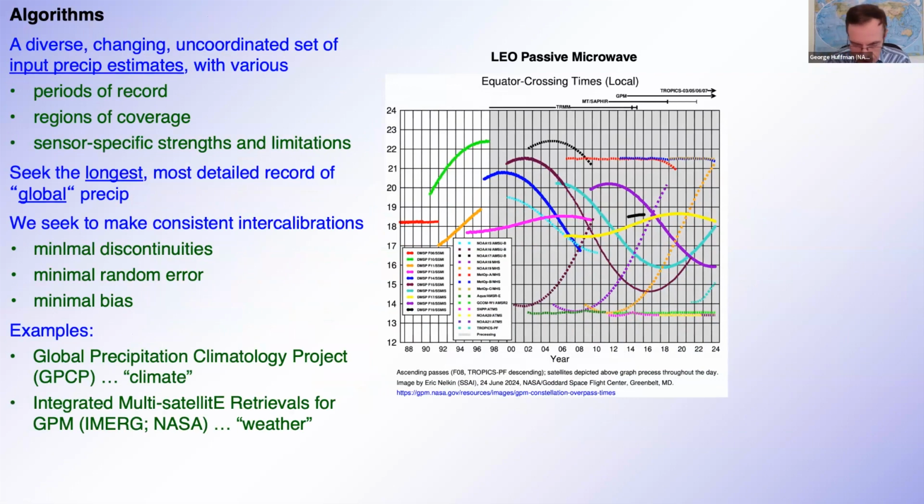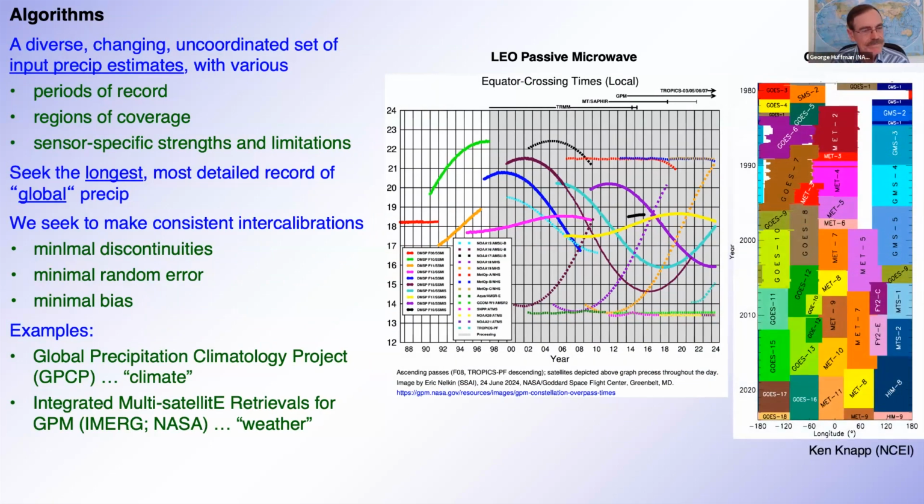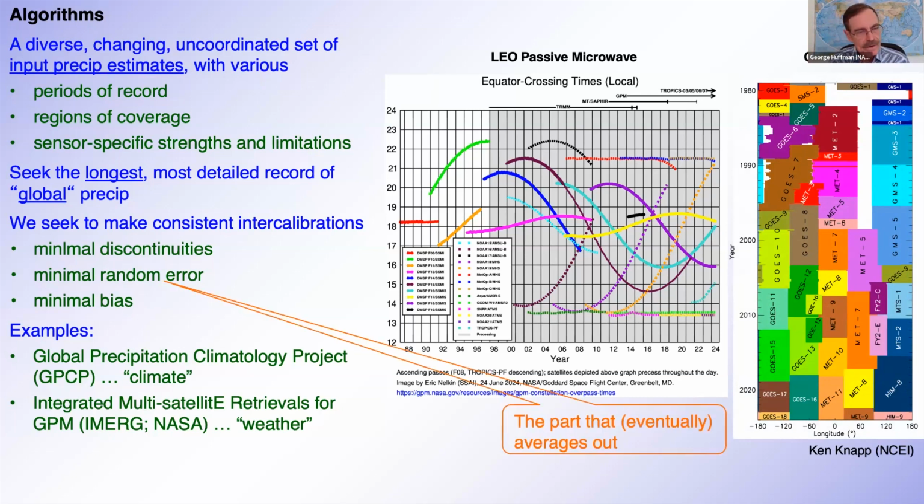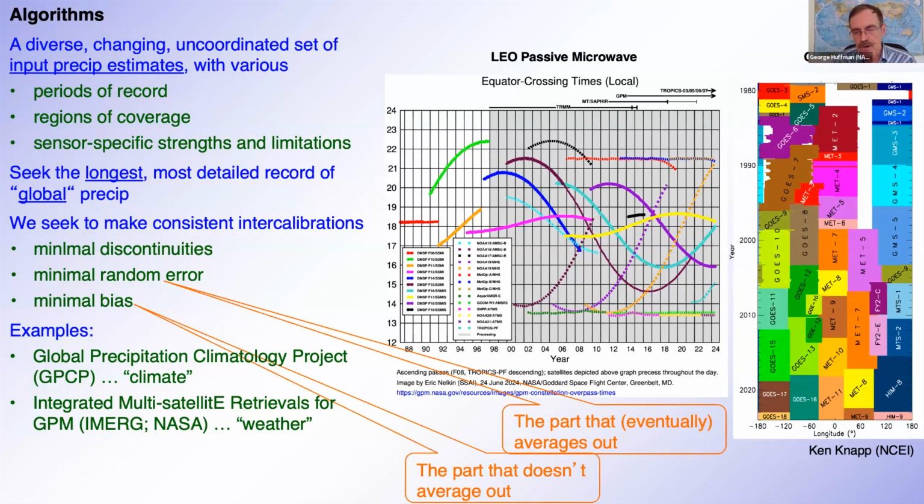So I do a multi-satellite precipitation algorithm, and I have for a while. And so what we've got is a diverse and changing and uncoordinated, I might say, input data set, with its periods of record, regions of coverage, and strengths and limitations for each of the sensors. So what we want to get out of this is global precipitation that's long and detailed. But of course, we want to minimize things, including the discontinuities, random error, which we think of as a part that eventually averages out. With precipitation, this is an issue because it's intermittent, and bias, which is a part that doesn't average out.